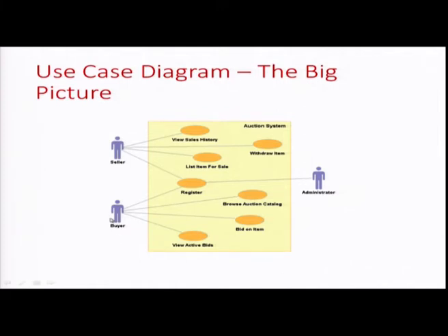The buyer will register himself and then look at what is the auction catalog. They make a bid for an item and then take a look at what are the active bids. It goes by the bid. So, depending on who bid maximum, it will be sanctioned. It goes with the approval of the administrator.